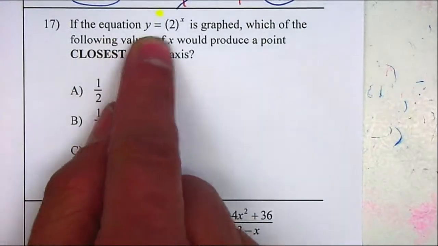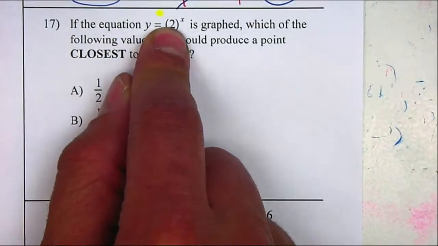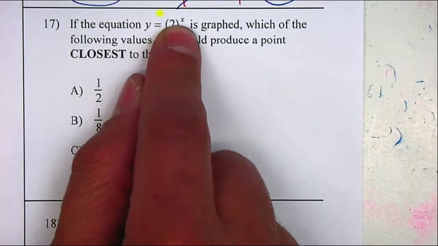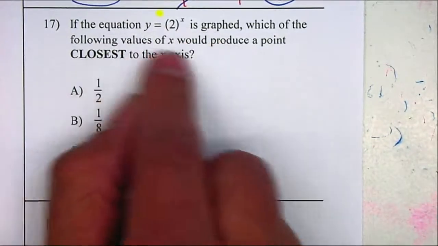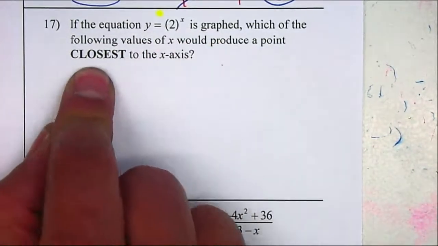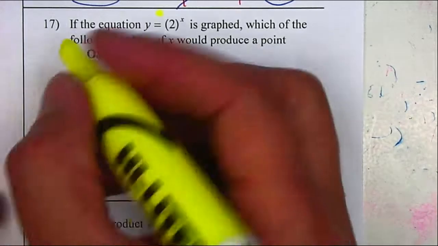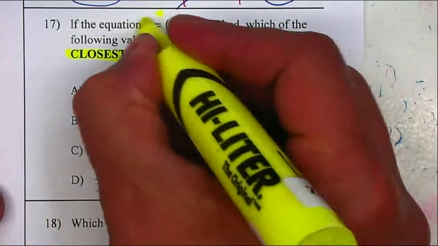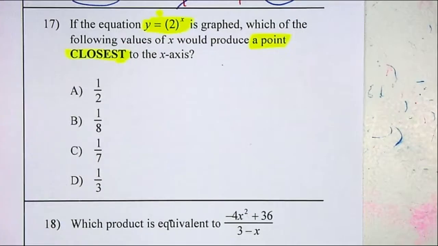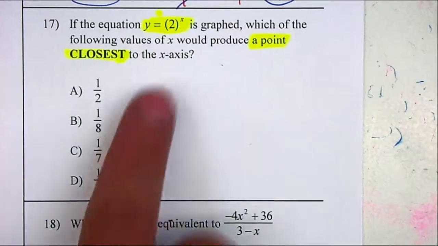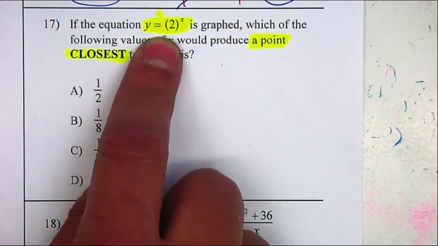If the equation y is equal to 2 to the power of x, 2 to the exponent of x, is graphed, which of the following values will produce a point closest to the x-axis? So we're looking for a point that's closest to the x-axis, and they give us the following equation. First thing we need to decide: is this an exponential growth or decay?